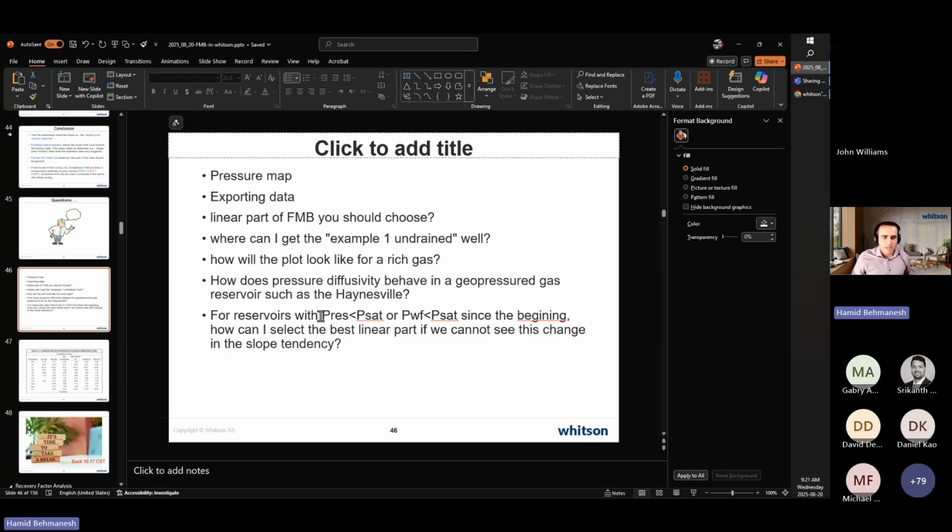How does pressure diffusivity behave in a low pressure gas reservoir such as Haynesville? Great question. Pressure diffusivity will be identical in any reservoir, any fluid system. But with a low pressure reservoir, yes, only the PVT matters at this point, which is the PVT of gas at high pressure, which behaves very similar to liquid. Gas at high pressure, 10,000 psi, in terms of the compressibility, becomes very close to the liquid. But there are other factors that may also be in place for Haynesville. It is famous for pressure-dependent permeability, and I have one dedicated example for that which may impact this.